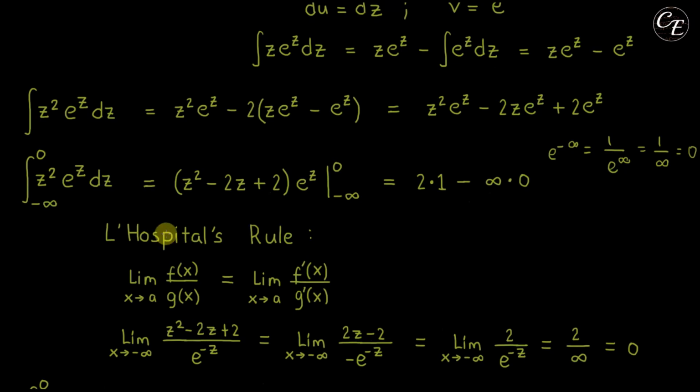Again, L'Hospital's rule, which is this one, is the limit of f of x over g of x as x approaches a, equal to the limit of the derivative of f of x with respect to x over the derivative of g of x with respect to x as x approaches a. Then applying this in here, this one can be rewritten as z squared minus 2z plus 2, which is from here, over the reciprocal of e raised to z, which is e raised to negative z.